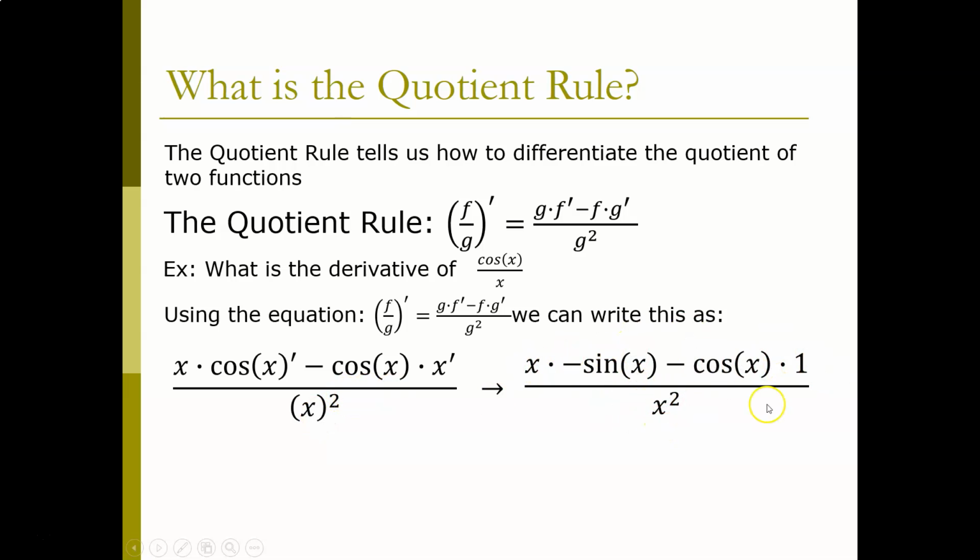So then, if we clean up our function, we would just get something simple like negative x sine x minus cosine x. This is because x times negative sine x is just negative x times sine x, minus cosine times 1, which is just cosine of x, all divided by x squared.